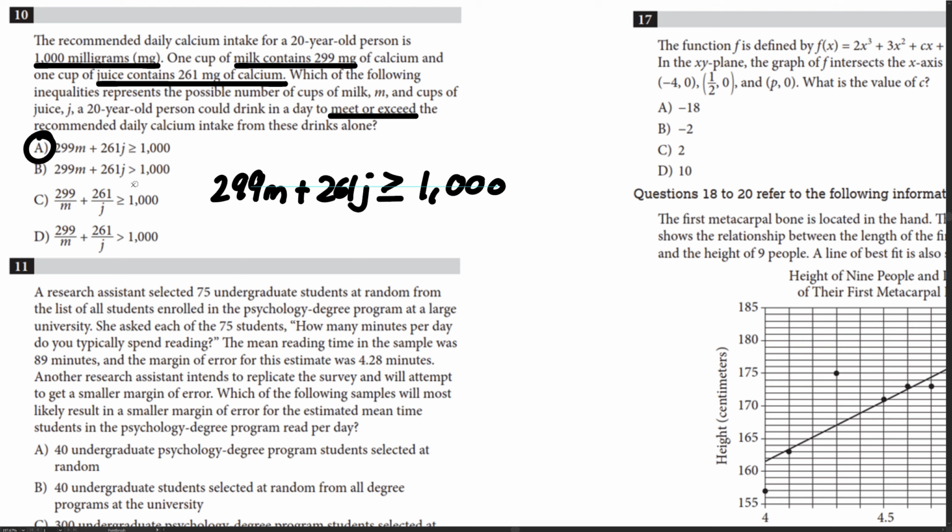B would be incorrect because it would be meet or exceed and not just exceed. And C and D would be wrong because as you drink more glasses of milk, you would consume more calcium. Since M and J, the number of milk and juice cups, are in the denominator, if those values increase, the number will get smaller.